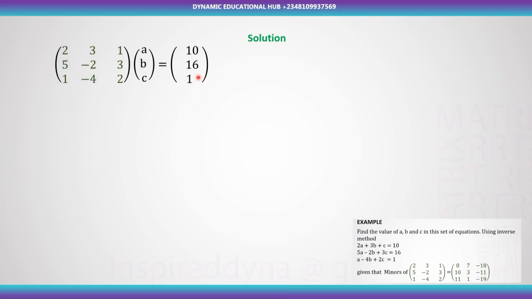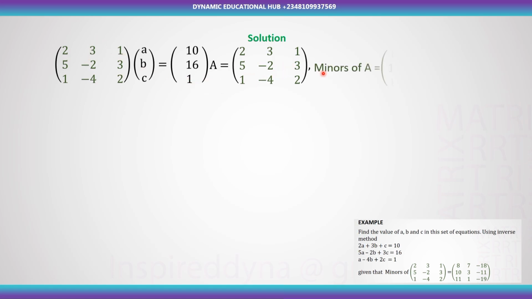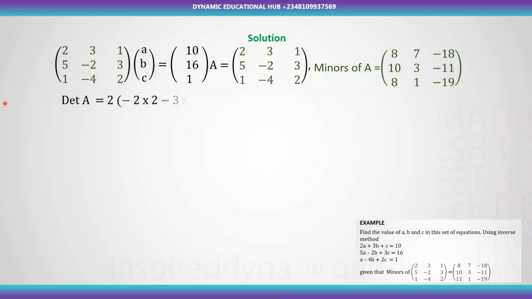And let's write our A. A is that matrix over here. And in the question, we are also given the inverse of A, which is this. The next thing is to find the determinant of A. And finding the determinant of A, we pick 2 here.